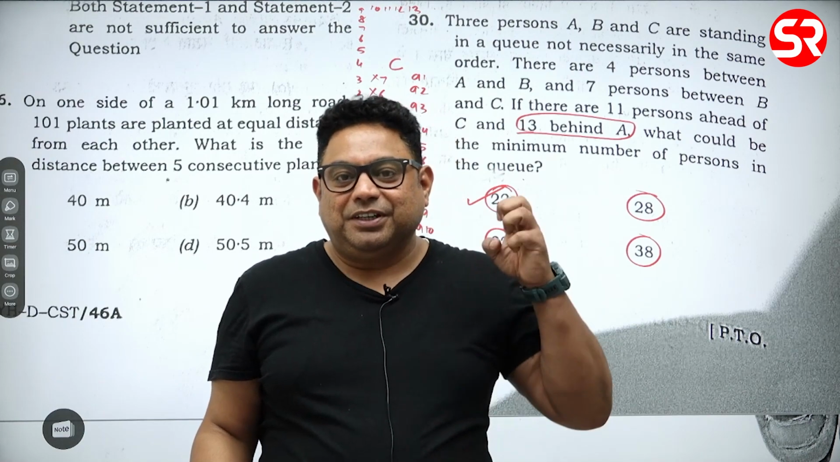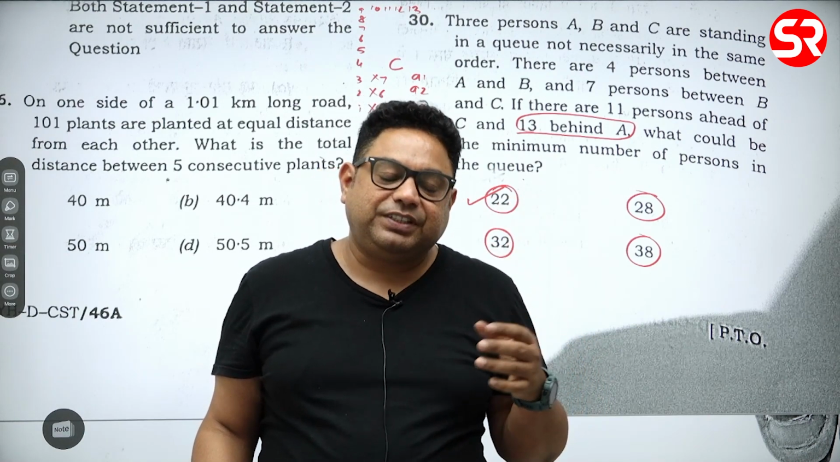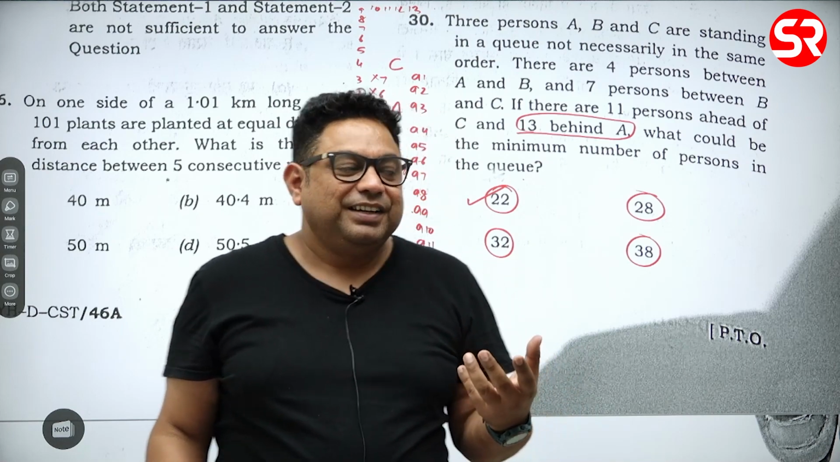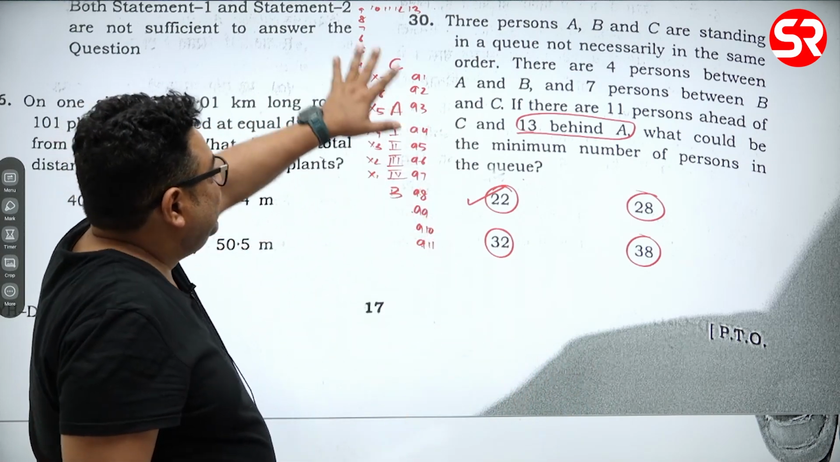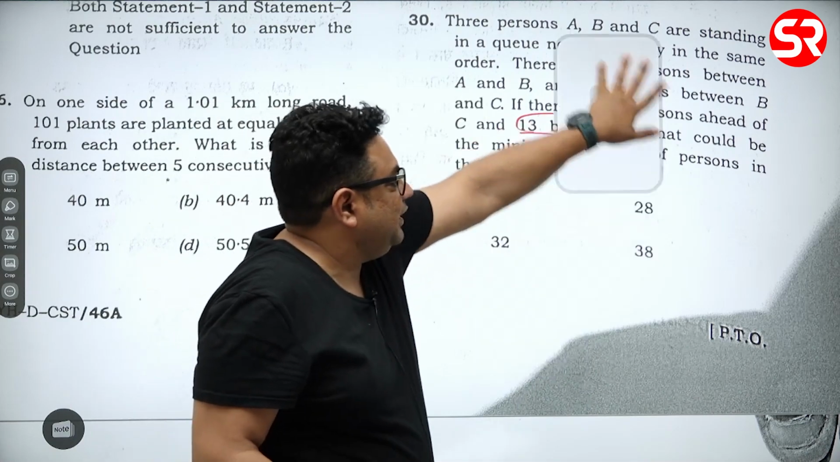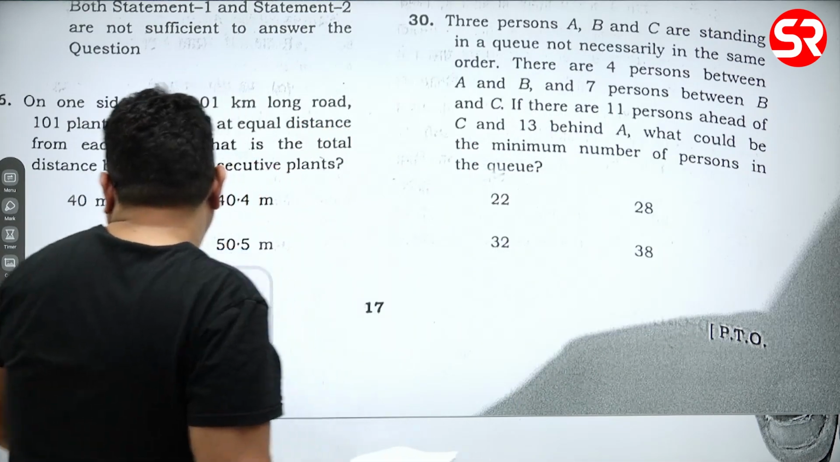I don't think you require too much. The only thing that was required was, see, they are putting good questions. So there are minimum 22 people over here. Minimum 22 people over here. Next.